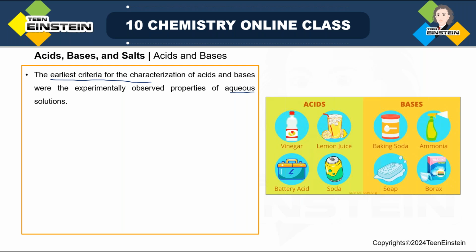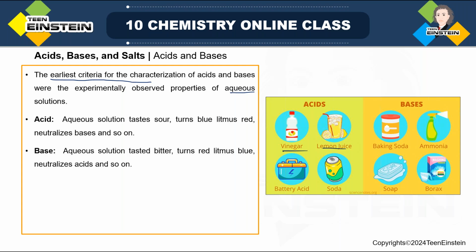So here you can see some pictures of acids and bases, and these are our day-to-day life household things. These are nothing new. So here you can see the categorization. On the left hand side we have four species: lemon juice, vinegar, battery acid, soda. All are under the category of acids, and bases: baking soda, ammonia, soap, borax. All these are under the category of bases.